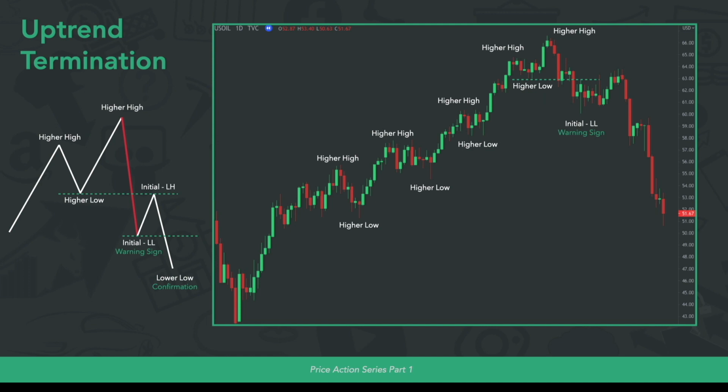Okay? So, kung may initial lower low na tayo, we can wait for initial lower high. Pero mako-confirm lang natin na initial lower high na to once we break this level. Okay? So, once we break that level, magkakaroon tayo ng lower low. And ito yung confirmation natin. Alright? So, confirm na yung downtrend natin, yung uptrend tapos na-terminate na.